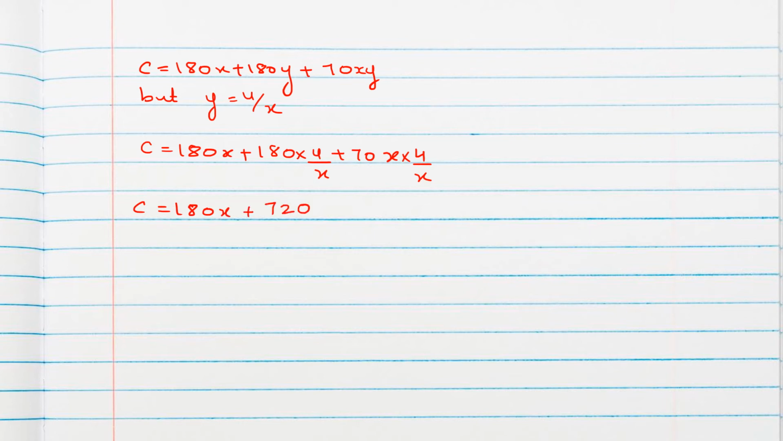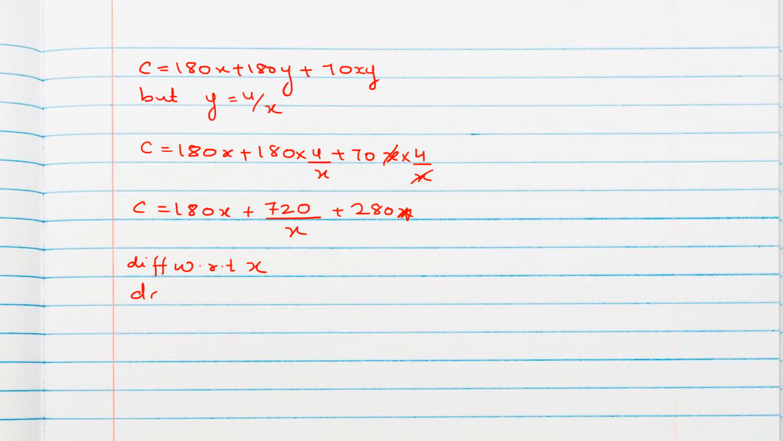But we know the relation between y and x. y is 4 by x. So here we can write y as 4 by x. So we'll get 180x plus 180 times 4 by x, plus 280, because x will go. Here x will go. So now differentiate with respect to x.